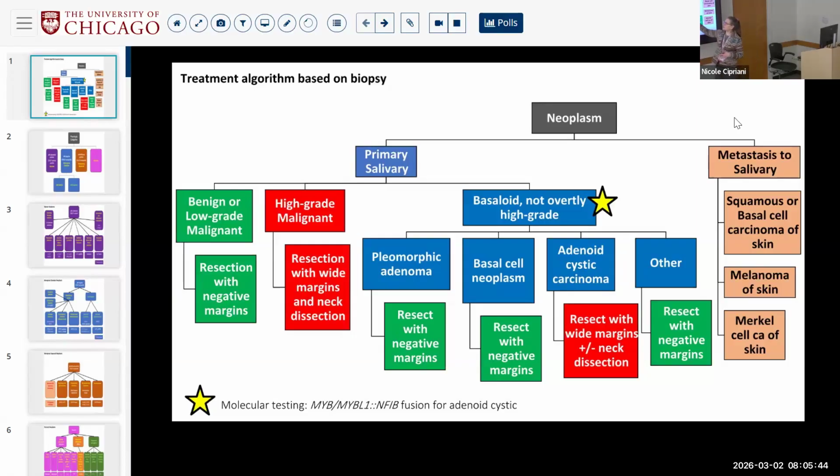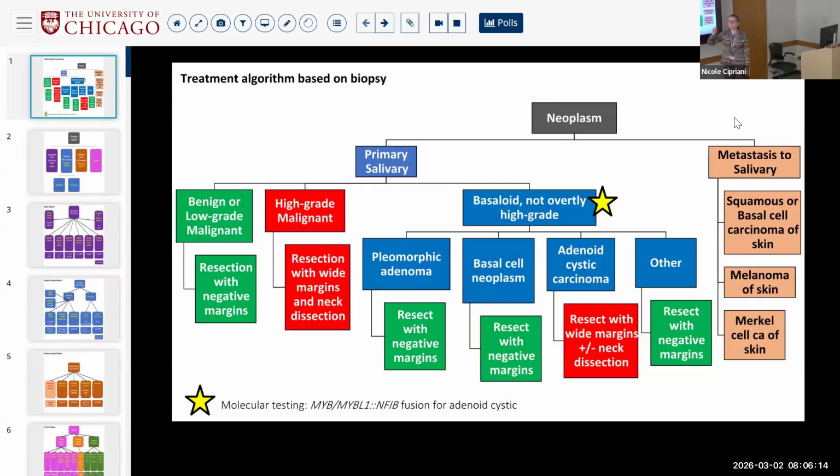And then sometimes we're in this other category, especially on cyto, where we have something that's kind of cellular and maybe basaloid and has features that could be anything from pleomorphic adenoma to a low-grade basal cell neoplasm, all the way to an aggressive adenoid cystic carcinoma. And it's the adenoid cystic carcinomas that we want to be careful about because they may take wider margins and or neck dissections because of the propensity of these things to travel.